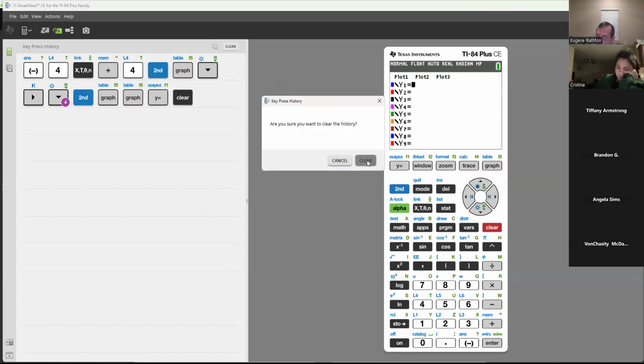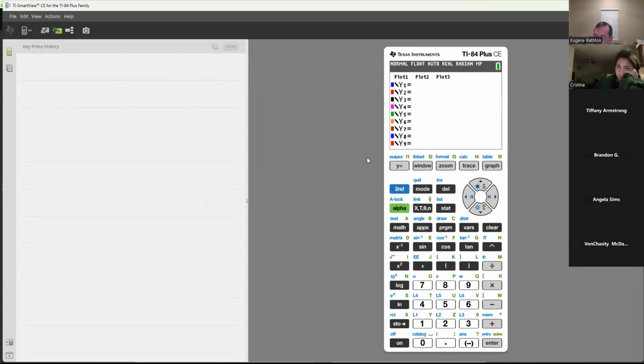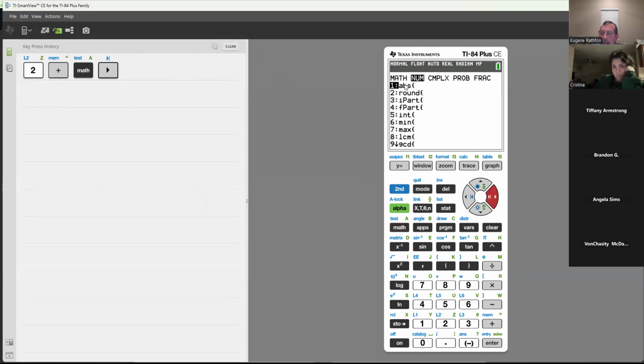Y'all, the only trick on the calculator is finding the absolute value. So here we go. We got 2 plus. To get absolute value, you hit the math button and you arrow right and highlight that number column. Number 1, ABS, is absolute value. So I'm going to hit enter. It brings it on my screen and I'm going to put in my X. So now I got 2 plus the absolute value of X.